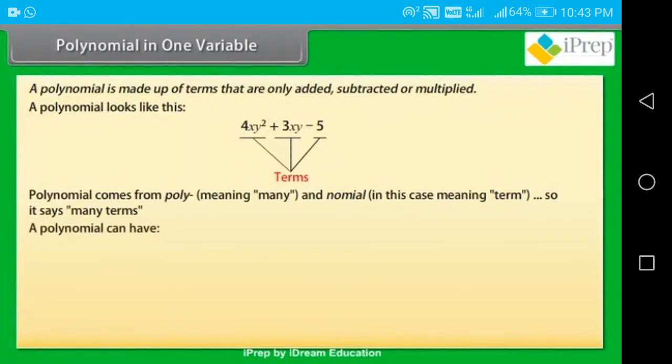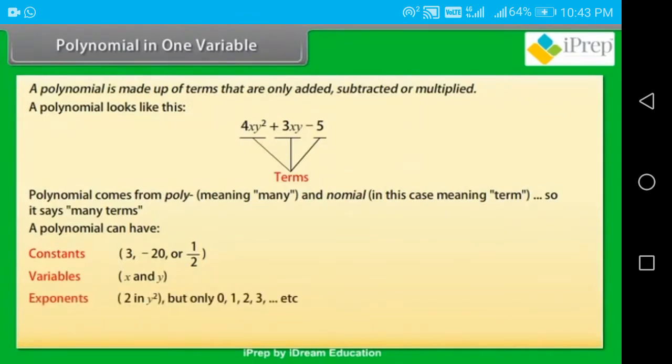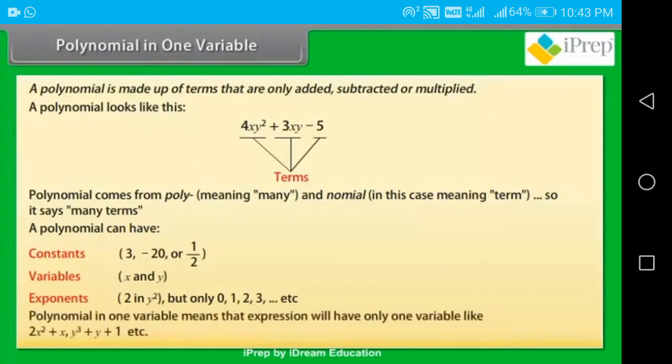A polynomial can have constants like 3, minus 20, or 1 upon 2, variables like x and y, and exponents like the 2 in y square, but only 0, 1, 2, 3, and so on. Polynomial in one variable means that the expression will have only one variable, like 2x square plus xy cube plus y plus 1, etc.